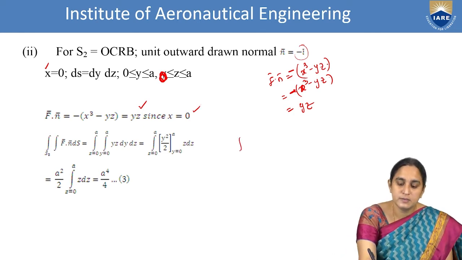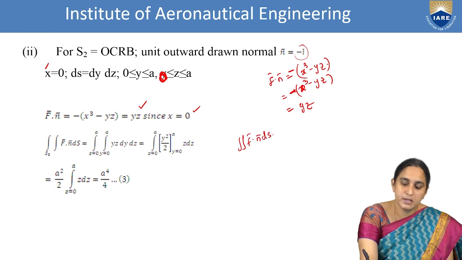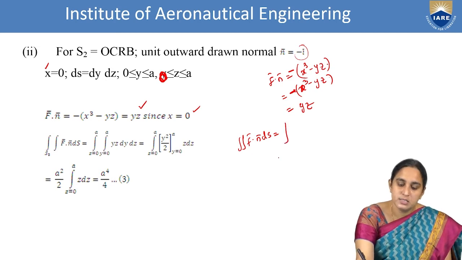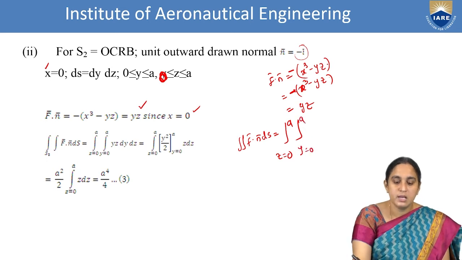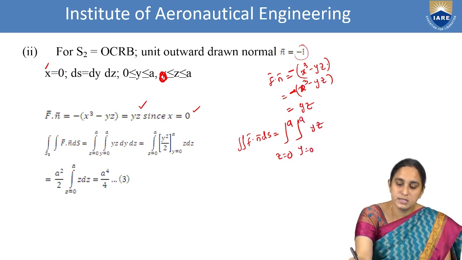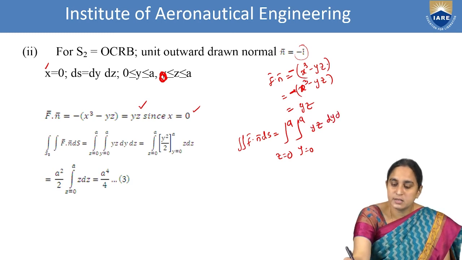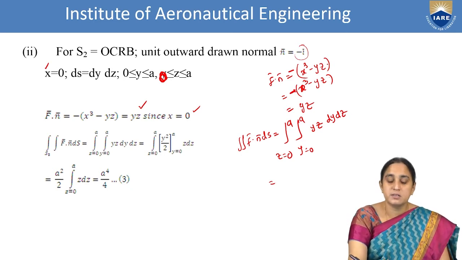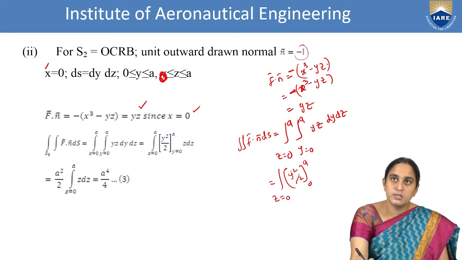Therefore, the double integral of F bar dot n bar dS is equal to the double integral with z limits 0 to a and y limits 0 to a of F bar dot n bar, which is yz dy dz. Now first integrate either with respect to y or z, because both the limits are the same. Here, first I'll integrate with respect to y, that is y square by 2, with limits 0 to a, and z limits 0 to a, dz.